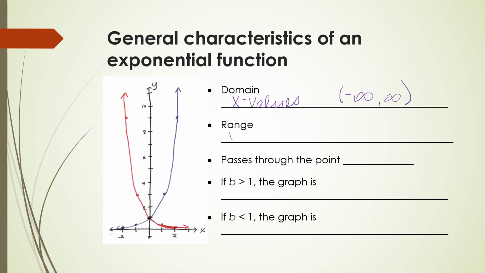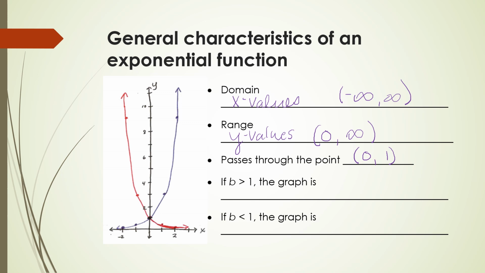The range, remember, those are the y values. And that's going to go from 0, but not including it. That x-axis is going to be an asymptote, but it does go all the way to infinity. Every single one of these is going to pass through the point (0, 1). The reason being, anything raised to the exponent of 0 gives you 1.